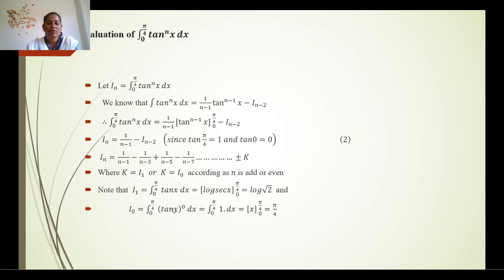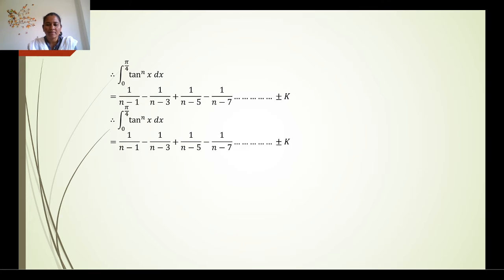I naught is the integral from 0 to pi by 4 of tan x to the power of 0 dx. It is in the form of a power of 0, and a power of 0 is 1. The integral of 1 is x with the limit 0 to pi by 4. We get pi by 4 only. Then finally the conclusion for the reduction formula, the integral from 0 to pi by 4 of tan to the power of n x dx. This is the required formula.